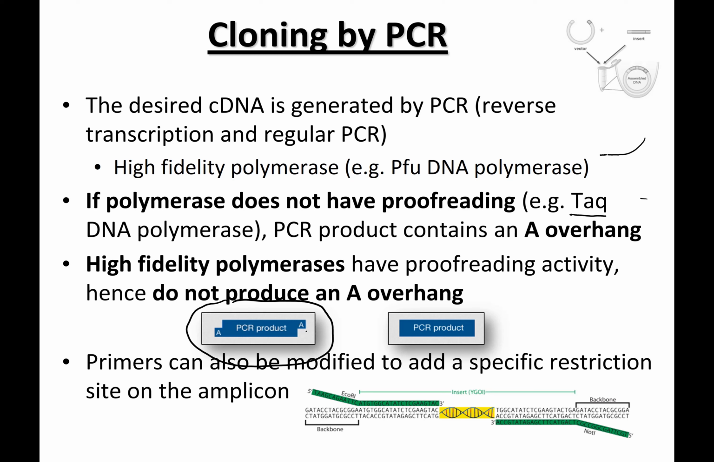However, higher fidelity polymerases do not produce this A over N. So in this case, they act more like DNA molecules that are being cut with blunt ends, producing blunt ends. And you could clone them like if you had cut this sequence with a restriction enzyme producing blunt ends.